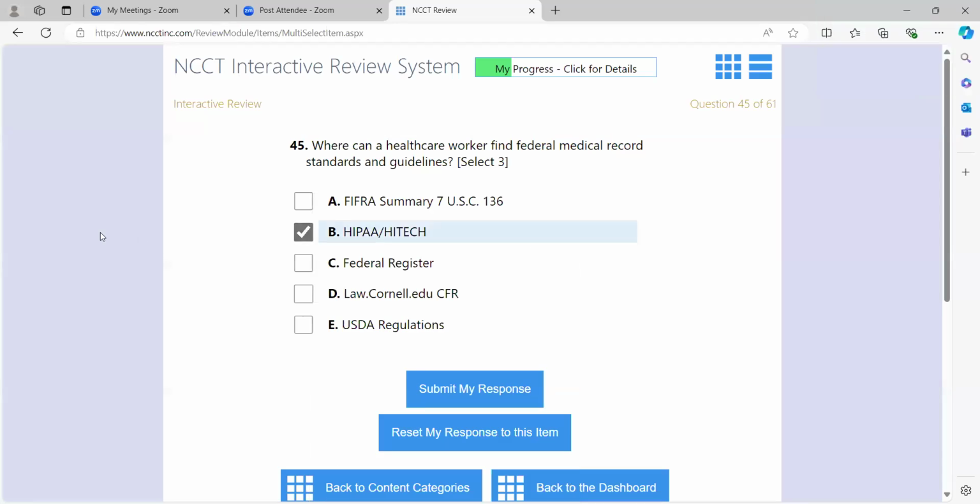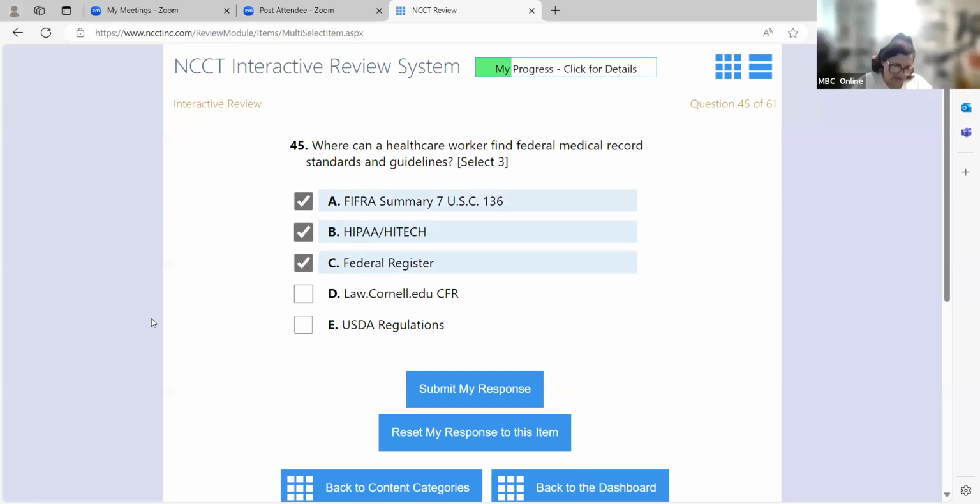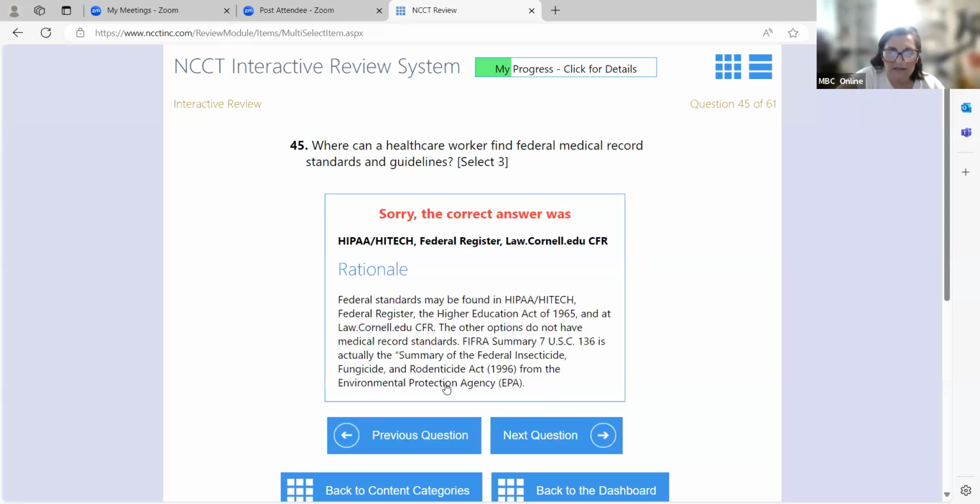I'm going to say A, B, and C. I'm really not sure. I'm guessing. Okay. Yes. The USDA has to do with food and agriculture. So we're just guessing A, B, and C because this one is a little confusing.